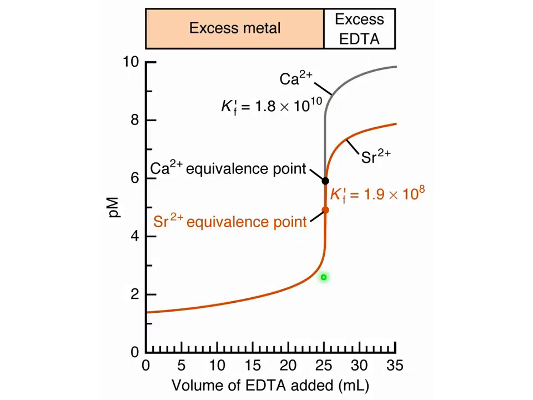Of course, if stability constant is larger, your titration is easier. So this is conditional formation constant for strontium. Jump is still reasonable, but calcium is much better, much sharper jump. Sharper jump, easier is titration.